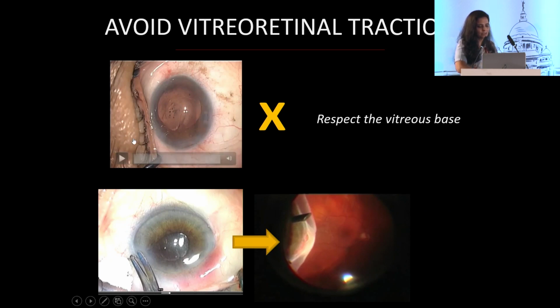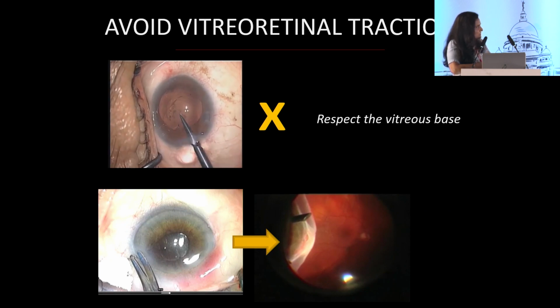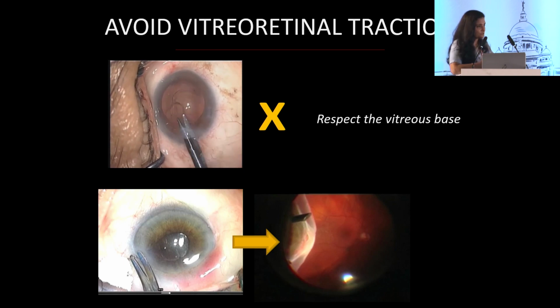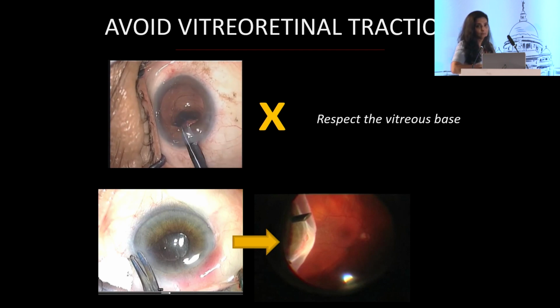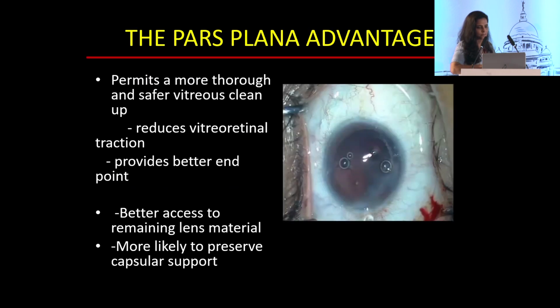Now, maneuvers like this, like using Weck cells or using the scissor and pulling the vitreous and cutting, should not be done. You have to respect the vitreous base to prevent tears. So you see this kind of a maneuver where you're pulling and tugging on the vitreous can cause small tears here at the vitreous base, which could cause a retinal detachment subsequently, months or even years down the line.